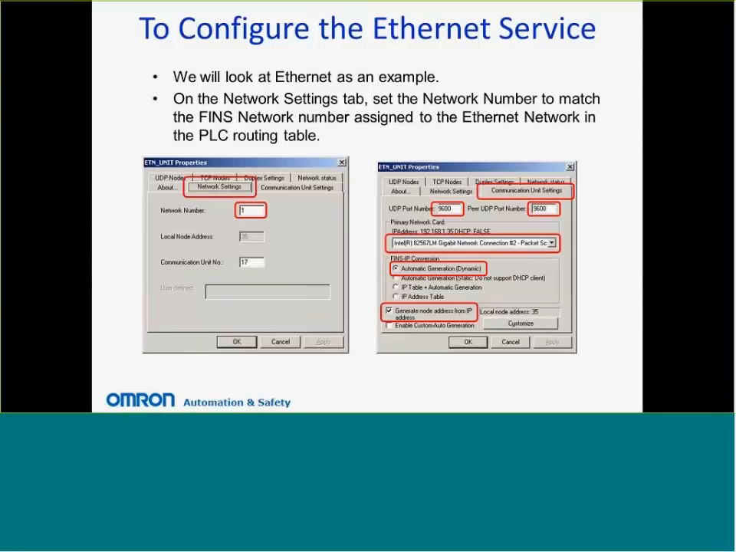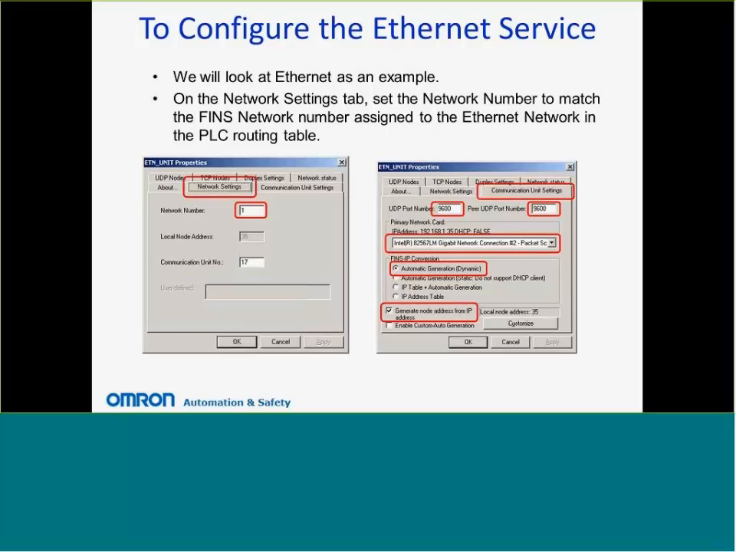And we're going to configure a couple of things in the Ethernet service. On the Network tab, the first thing that you want to configure is the network number. So this is assigning the FINS network number to the Ethernet service within SYSMAC Gateway. This number would have to match whatever you've configured in the FINS routing table in your PLCs.